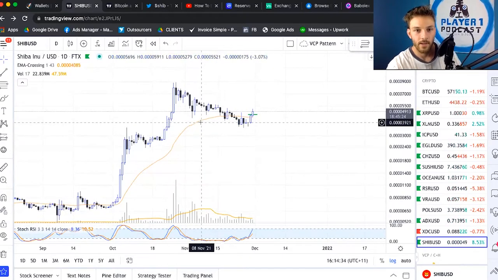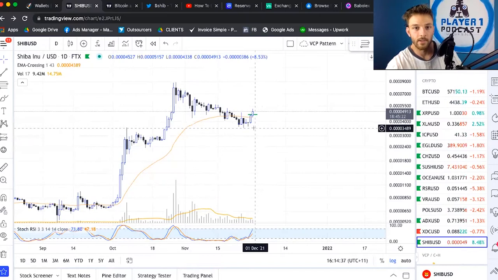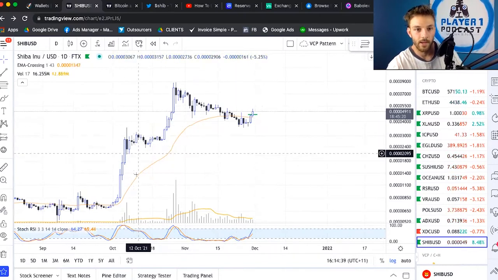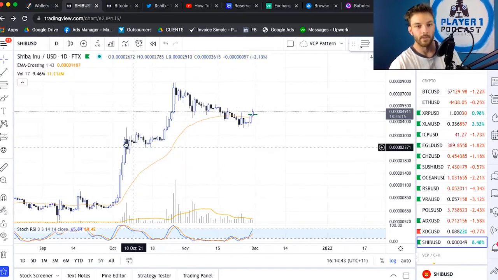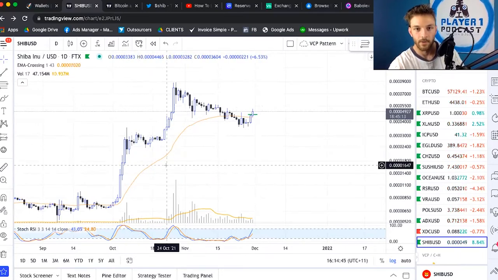So I use a 43. Anything below, it's a little bit oversold. Anything above, like how you have a big deviation between here and here, that's way overbought. I'd be wanting to take profits if I see something like this going on.